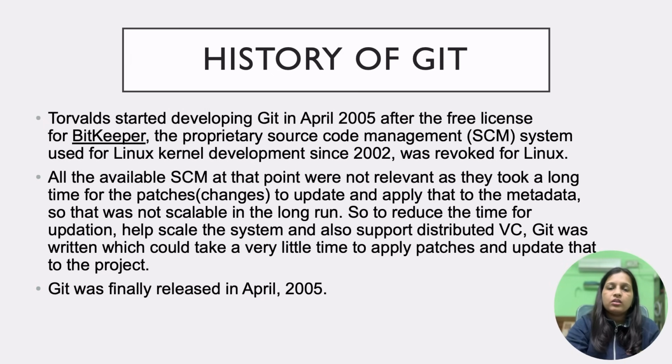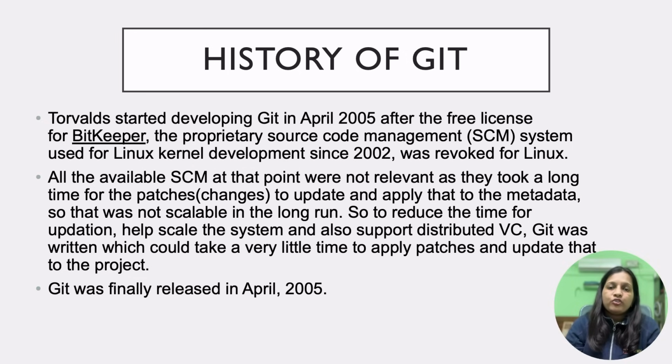Now we'll talk about some history of Git. Git was developed in 2005. Before that, BitKeeper was being used. BitKeeper and the Linux system were working together for the source code, and initially BitKeeper was used as source control, where changes were saved as patches, and all the patches, if collected, can give you the complete file or whatever change has been made.